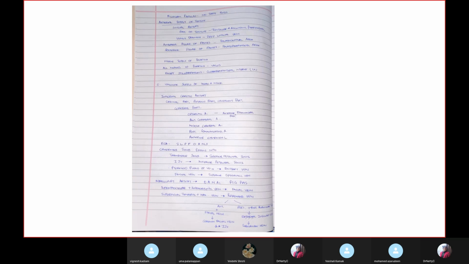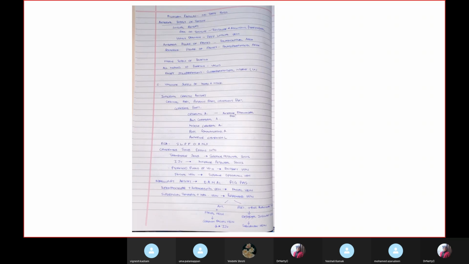So tonsillar artery is a branch of facial artery and ascending pharyngeal artery is a direct branch of external carotid artery. Facial artery in turn is a branch of external carotid artery. So these are the other branches which also supply the tongue. Majorly it is lingual artery. Apart from that, we have tonsillar artery and ascending pharyngeal artery. The venous drainage is from deep lingual vein.